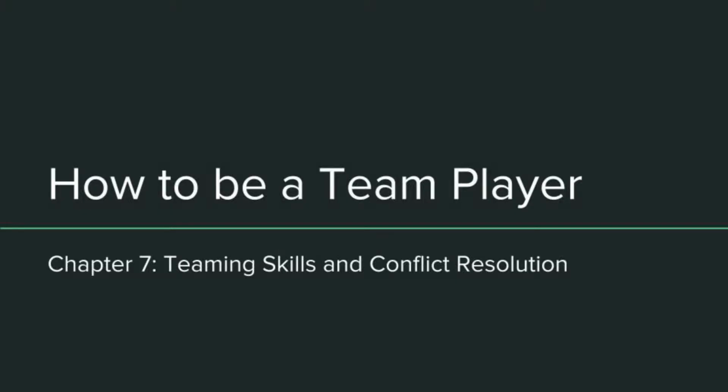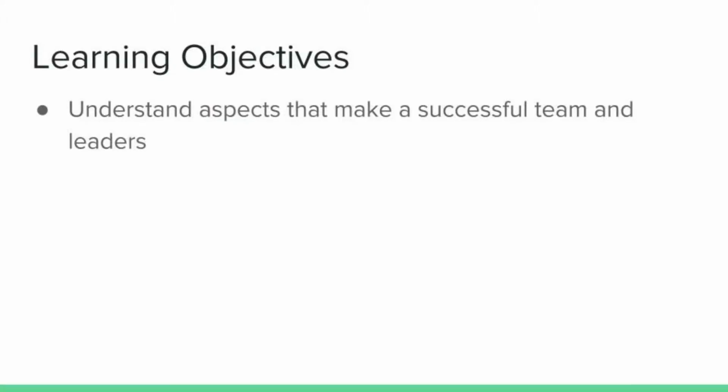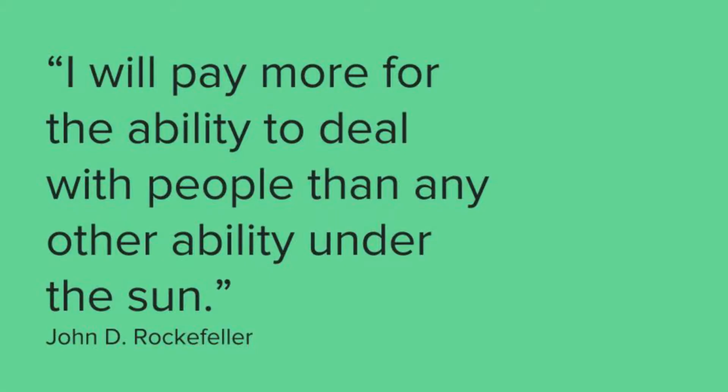So we're going to talk about two different chapters today, chapter 7 and 8. So let's start with how to be a team player. Our learning objective is really to understand what makes a successful team and good leaders. I've got a quote for you.